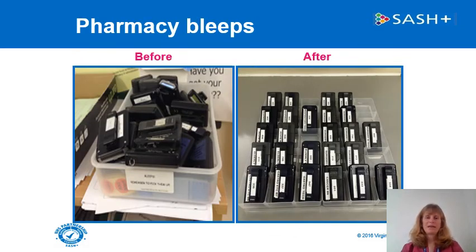This example is the pharmacy bleeps. So before they were all put in together, and then they've been put out on a board, separated out. Can you imagine if one of the bleeps went off when it was in that big pile? Subsequent to this, this was taken one step further because it's continuous improvement. The numbers have been put in the inside of the tray so that you can see straight away which numbers, which bleeps are missing.